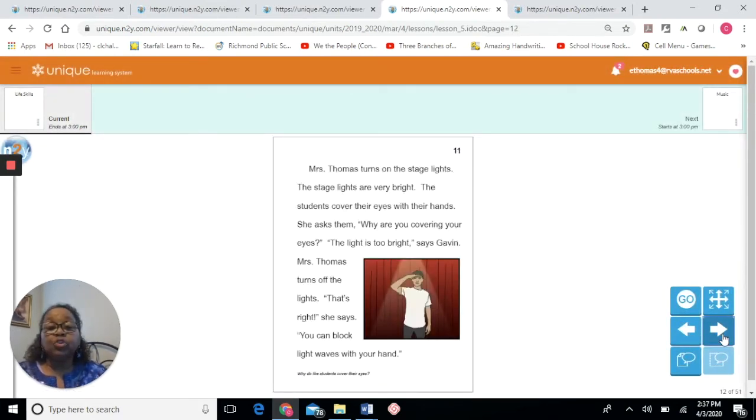Mrs. Thomas turns on the stage lights. The stage lights are very bright. The students cover their eyes with their hands. She asks them, "Why are you covering your eyes?" "The light is too bright," says Gavin. Mrs. Thomas turns off the lights. "That's right," she says. "You can block light waves with your hand."